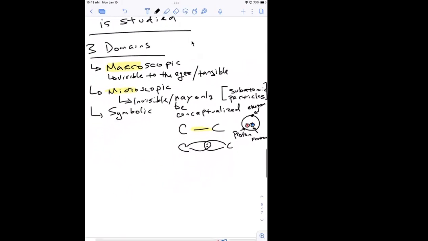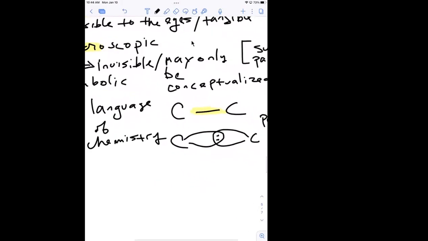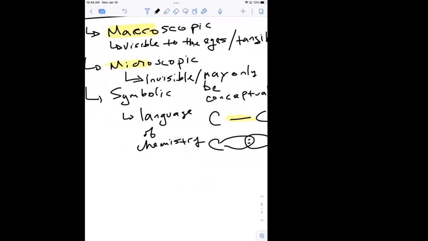Yes. So when we study chemistry, we basically study it in three domains. We study it on the macro level, on the micro level, and then on the symbolic level, because we have to have a language, right? We have to have a way of describing what we're talking about. So this is the language of chemistry: the different symbols, the formulas, the graphs, the calculations. All of that is part of the symbolic study of chemistry.